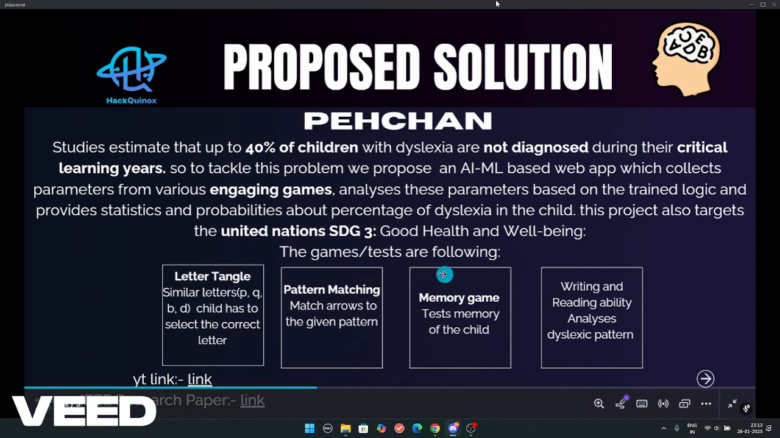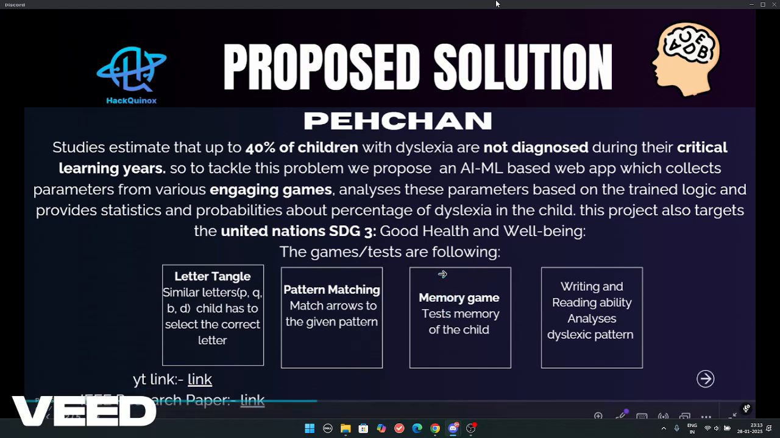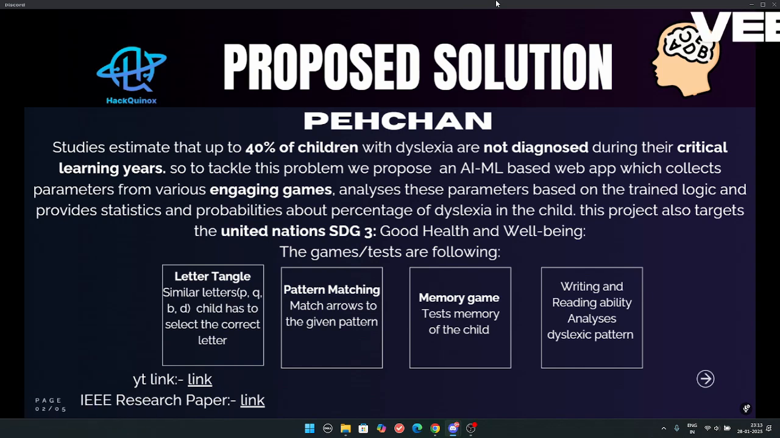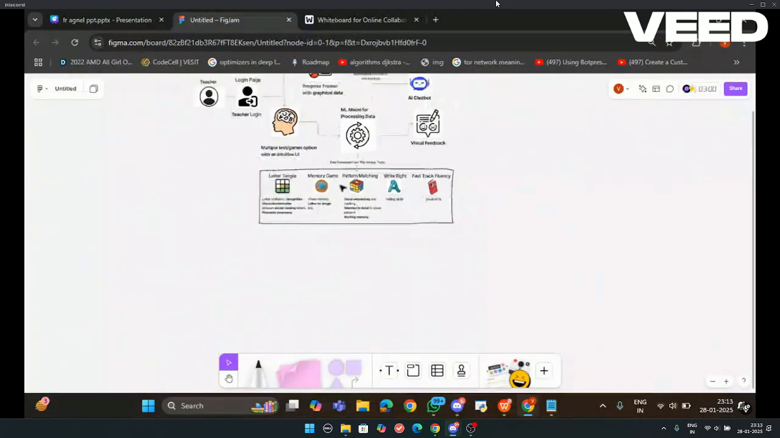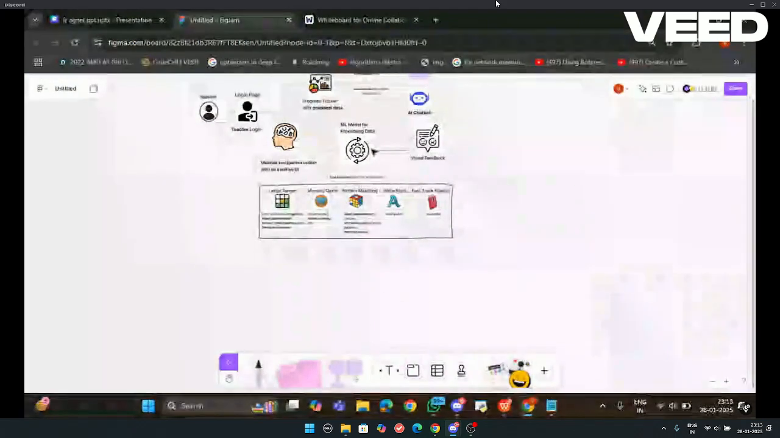The next is the memory game, which tests the retention memory of the child. The next is writing and reading ability analysis. In this, the writing ability of the child, like fluency, word recall, and understanding, will be tested, and in reading, it will identify errors in fluency. These parameters will be fed into the AI/ML model, which will diagnose the given set of data.